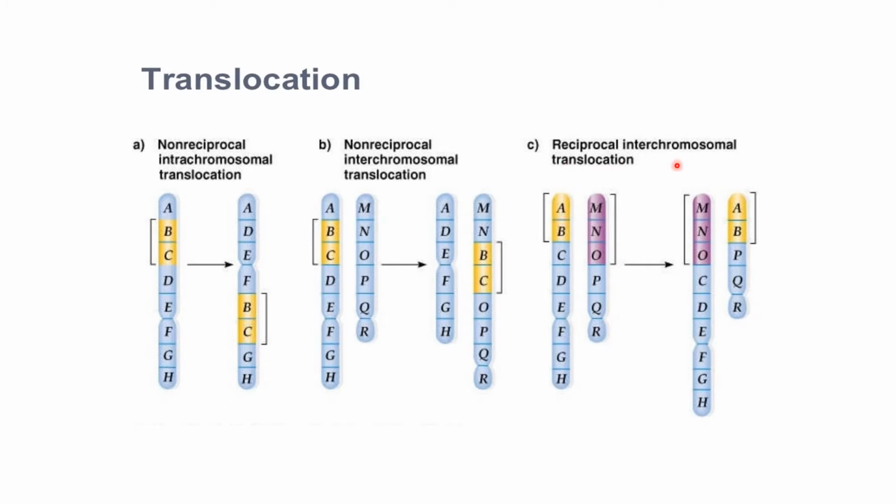In reciprocal interchromosomal translocation, the segments get interchanged between two chromosomes, between these two. This is one chromosome, this is another chromosome. The segment AB from this chromosome gets translocated to here, and this MNO segment of this chromosome gets translocated to this region, as seen here.